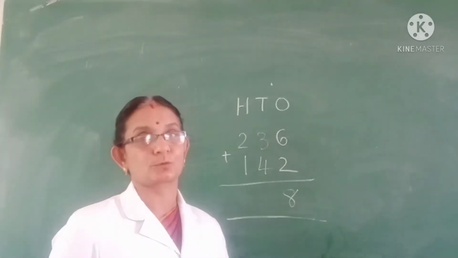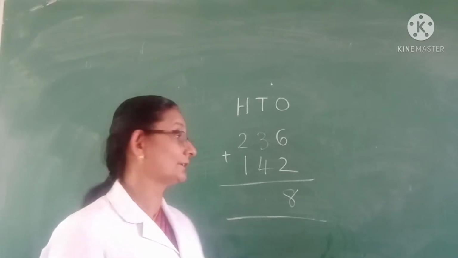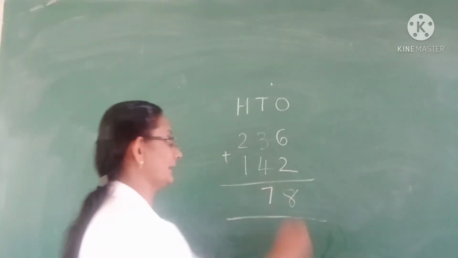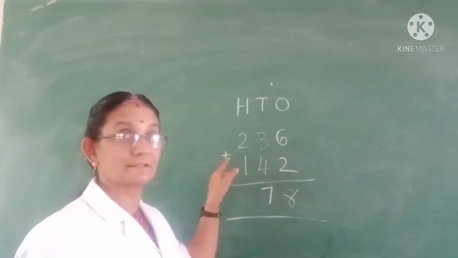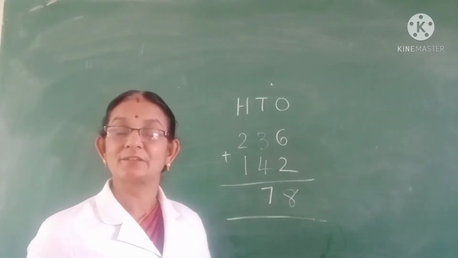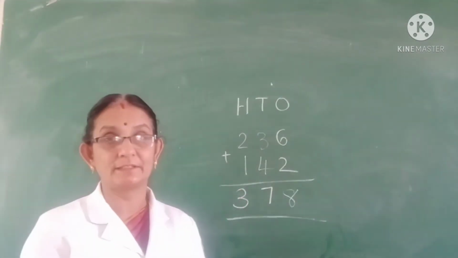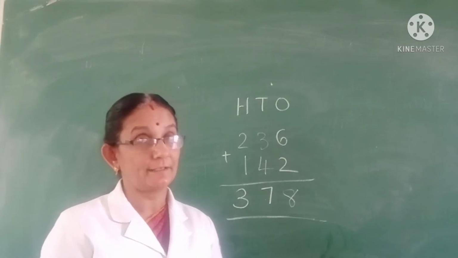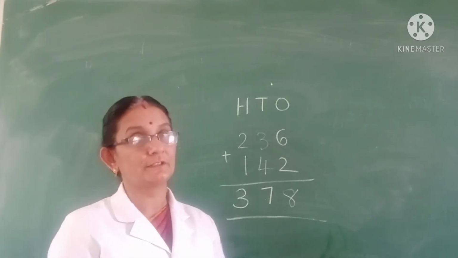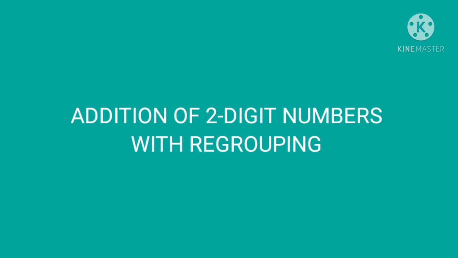Now let us add the digits in the tens place. 3 plus 4 will give you, yes, it is equal to 7. And now let us add the digits in the hundreds place. That is 2 plus 1, that is equal to 3. So the answer is 378. So this is the addition of 3-digit numbers without regrouping. Okay?